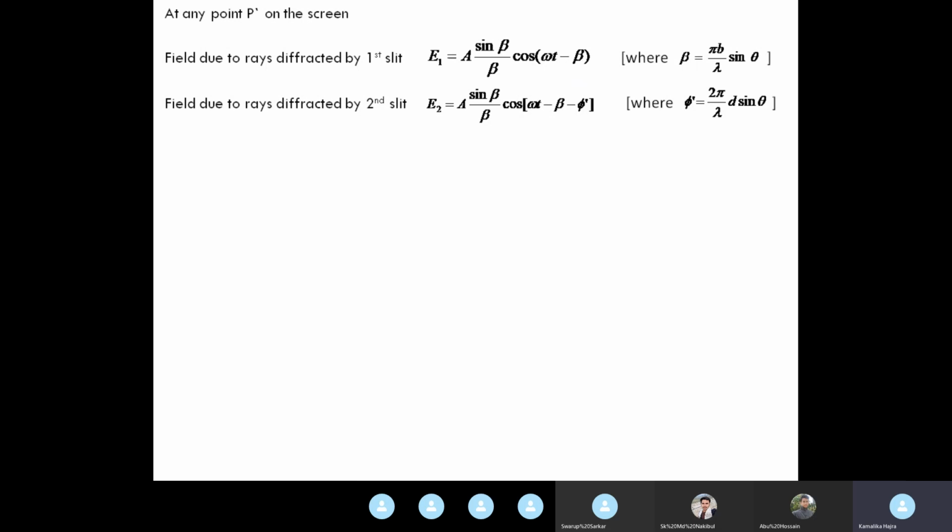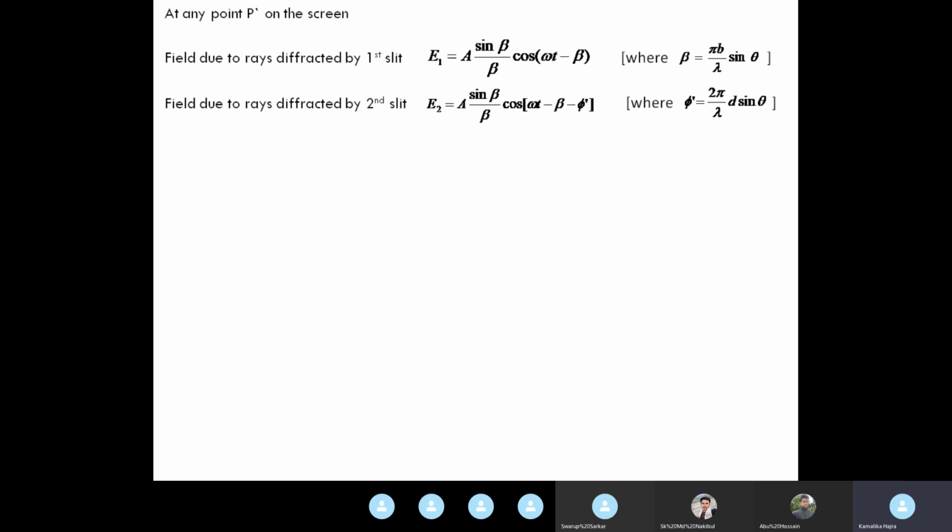Do you realize why the second field has this minus phi prime term in the cosine? If you do not understand, please unmute and tell me, because understanding this is very important, and then I'll repeat myself once more. Is it okay with everybody? Please, someone unmute and tell me if you have understood this part. Yes, ma'am. Okay, then I'll continue.